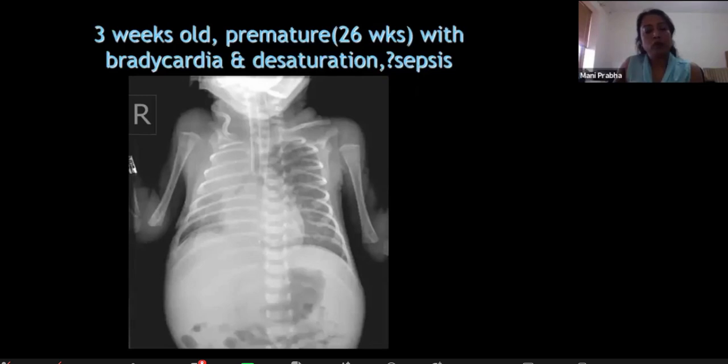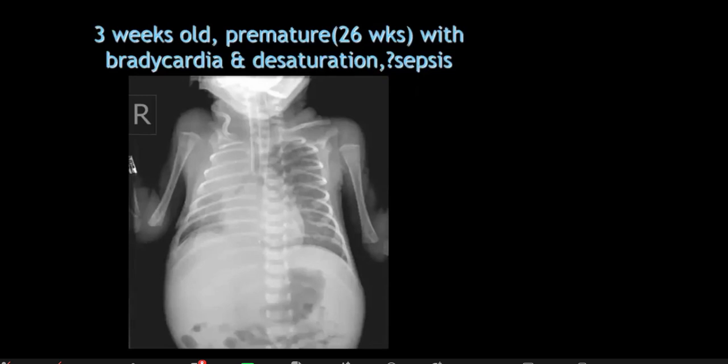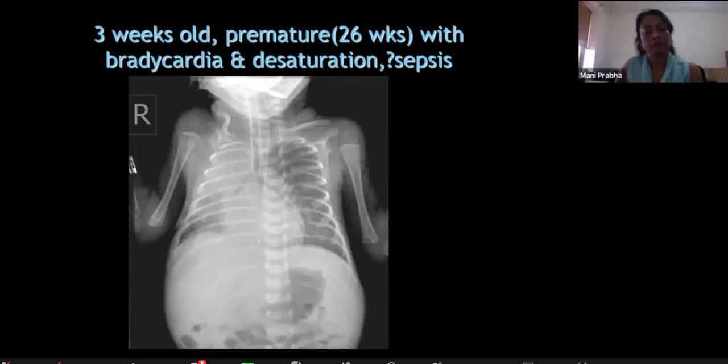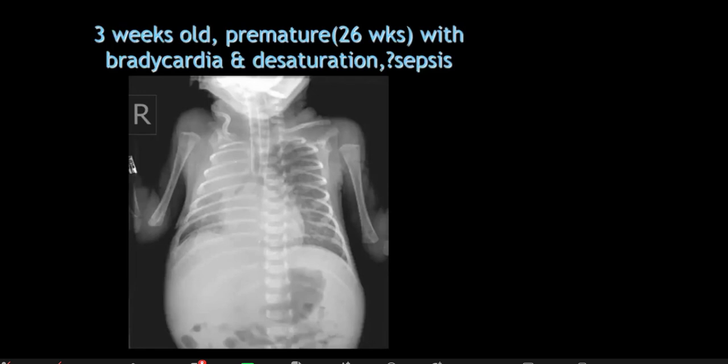Okay, next one for you. Okay, so 3-week-old premature with bradycardia, desaturation, sepsis. So that's the frontal projection of a neonate, as I can't see any ossification center of the humeral head. So I can see there is opacification of the right upper lobe, involving the right upper lobe, and there is decrease in the lung volume on the right side. While the left lung is normal to me.